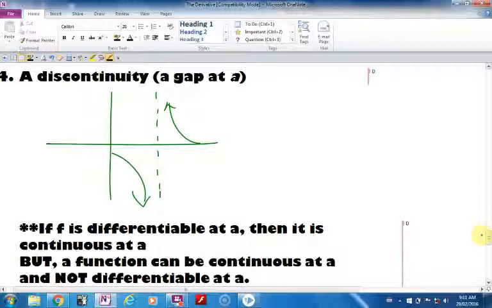Do you understand the difference? Right? If we can find the slope of the line everywhere, then the graph must be continuous everywhere. But if the graph is continuous, that doesn't mean that we can find the slope everywhere. We saw those three examples: corners, cusps, and vertical tangents. We're not going to be able to find the slope everywhere, even though the function is continuous. Questions for me about that?